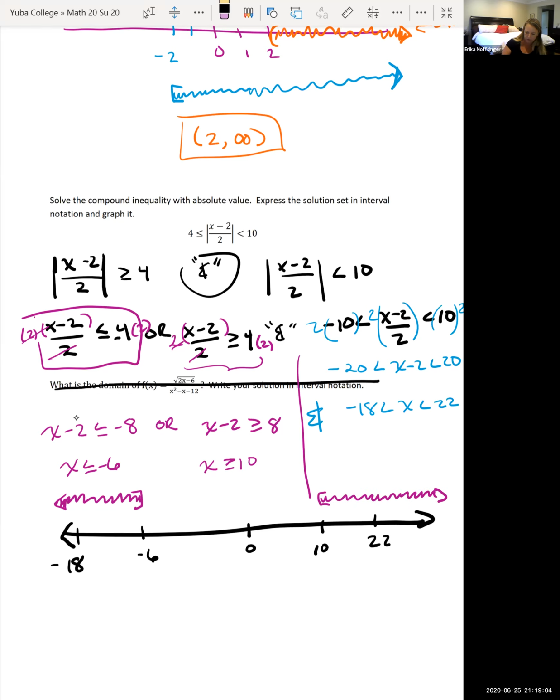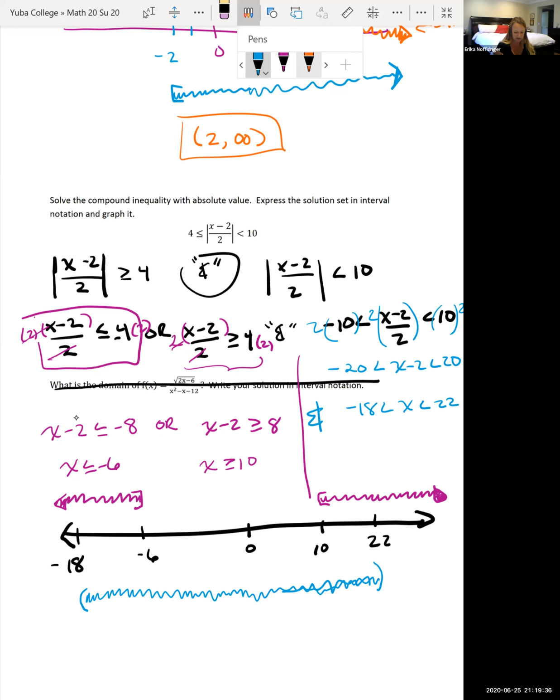And then if I graphed the compound inequality piece, it was everything between negative 18 and 22. So I have a parentheses on negative 18, a parentheses on 22, and everything shaded in between. So we need to take what they share in common, and that is our solution. Okay, so where are they overlapping?